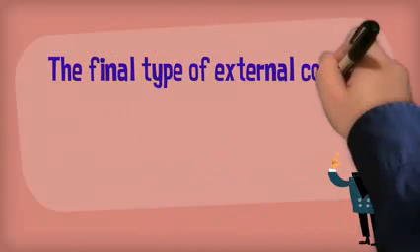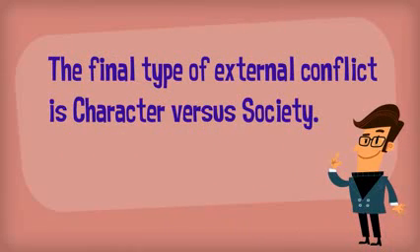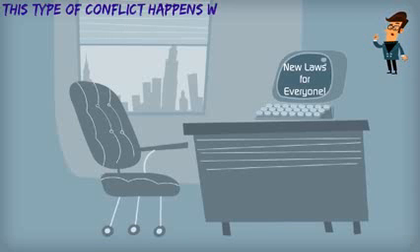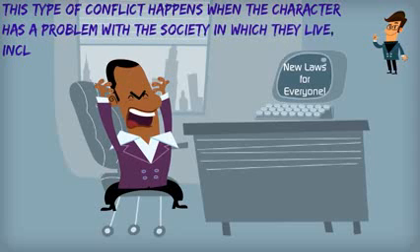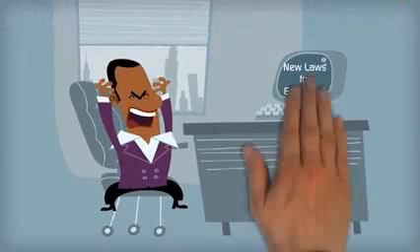The final type of external conflict is character versus society. This type of conflict happens when the character has a problem with the society in which they live, including laws or the beliefs of groups. And Mike here thinks these new laws stink.